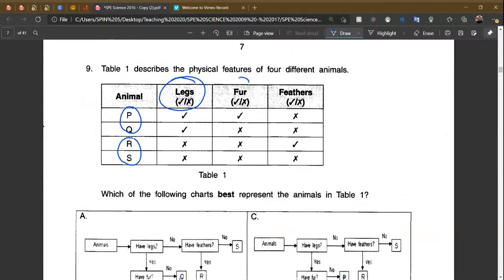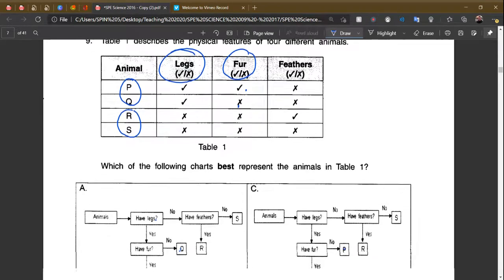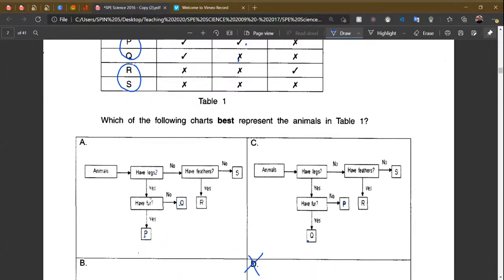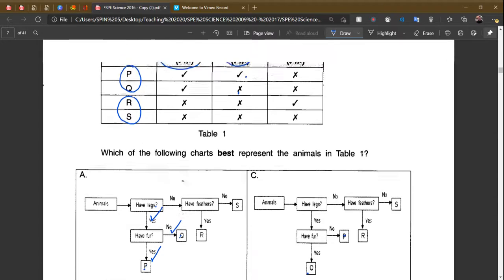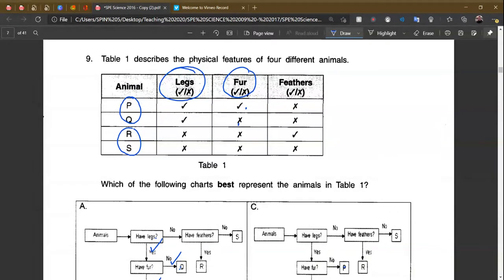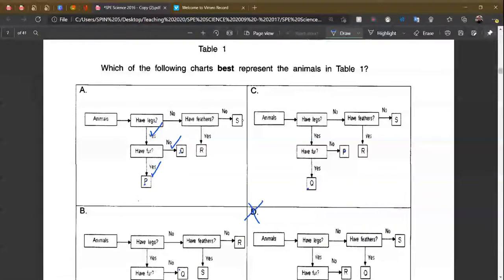Second one is about fur, and between P and Q, only P has fur. And if we look at the choices, P has legs, yes. P has fur, yes. Q no fur, so that one is correct. P has legs and P has fur. Q has legs, Q has no fur. Then let's look again. This one is wrong because P is the one that has fur, so C is out.